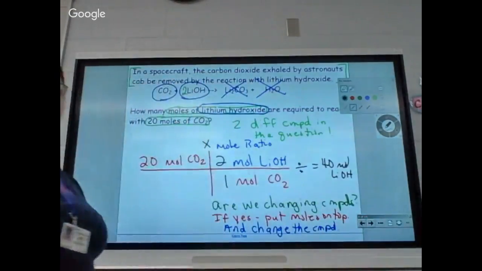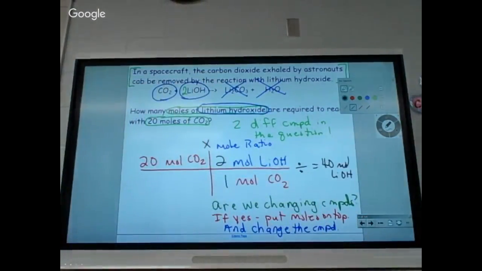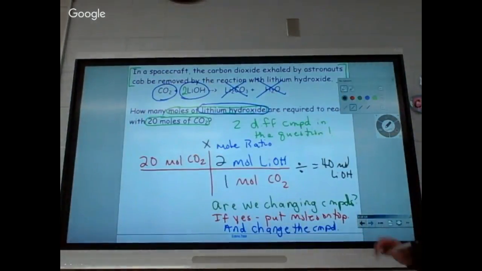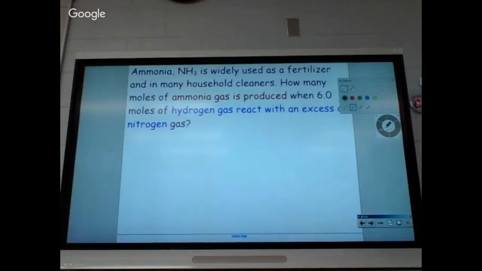Can I turn the page? Let's not do this. Yes. Now, some equations have them written. Some don't. What if you have this one? Now, not all questions are going to be written for you.